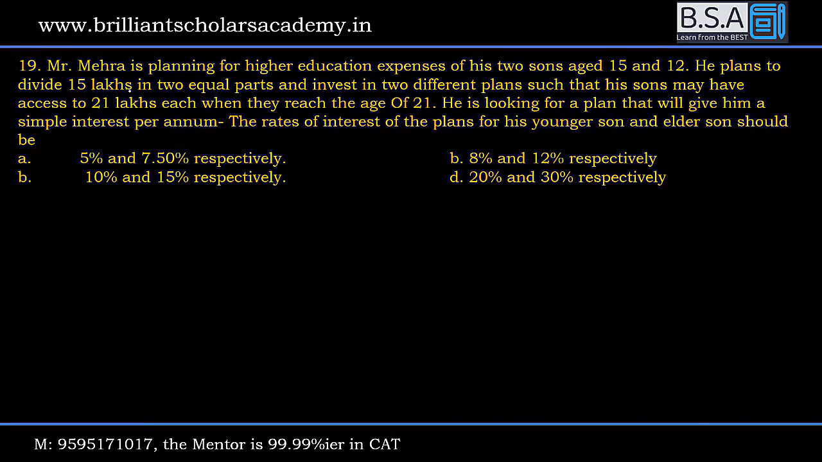First thing, he wants to divide 15 lakh rupees equally. So he is dividing 7.5 lakhs and 7.5 lakhs. He wants this money to turn into 21 lakhs each. How many years are there for the elder son to reach the age of 21? There are 6 years. And for the younger son, there are 9 years.